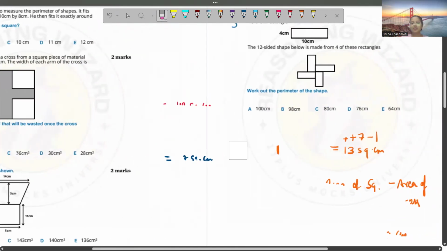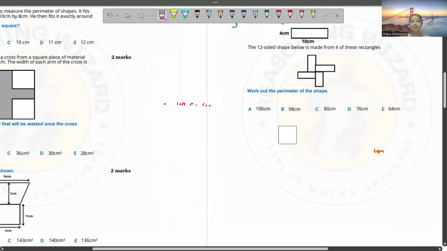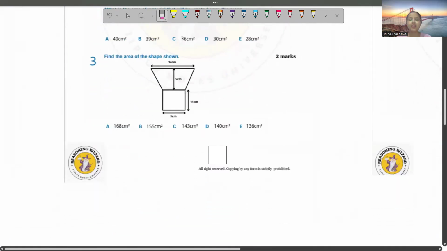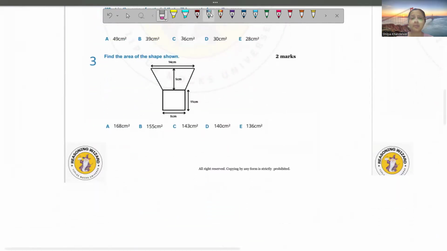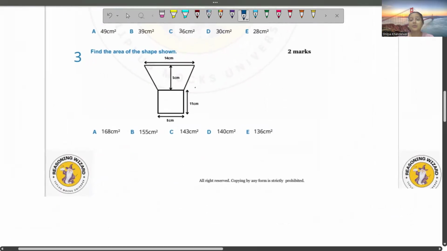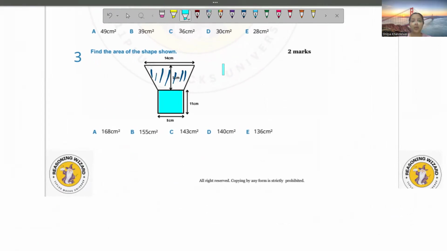Okay. Now let me just erase all this and let's go to the next bit. Now for the next question, it's very simple. You just need to calculate the area of the given shape. The given shape is made up of a square as well as a trapezium. So this shaded part is basically the trapezium, and the other shaded part is basically a square.